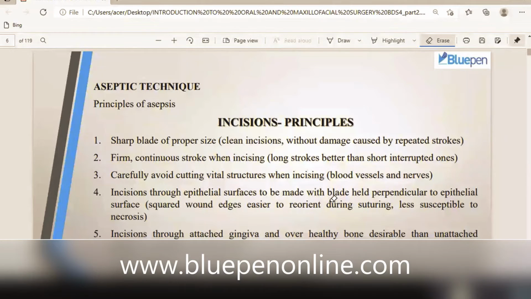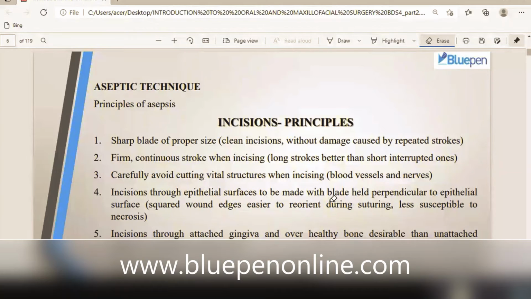Don't use it like a pen. We write with a 45-degree or something like that angle, right? You should place the blade at a 90-degree, perpendicular angle to the epithelial surface so that you will get a squared wound edge. If you get a squared wound edge, when you try to suture, it will rest very neatly. You should not design anything as a bevelled incision. If you give a very good squared wound edge, when you place it back, the suturing will be very neat.